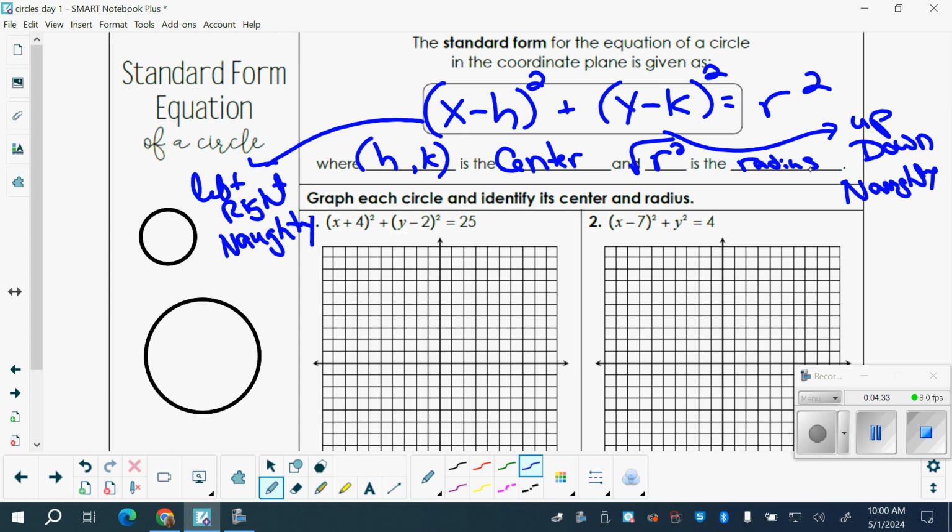So I'm going to walk around and yell at people to be quiet like Tim. But while I'm doing that, you're going to graph number 1 for me. So easy. Get your center on there. Go out 5 in every direction. Draw it. It will look like a potato, but do it anyways. Graph number 1.